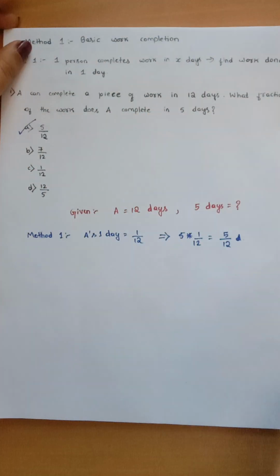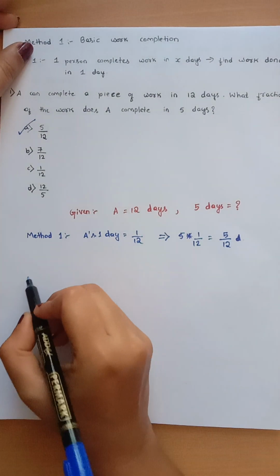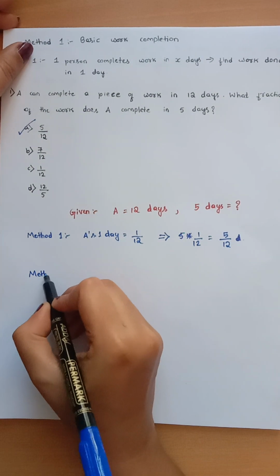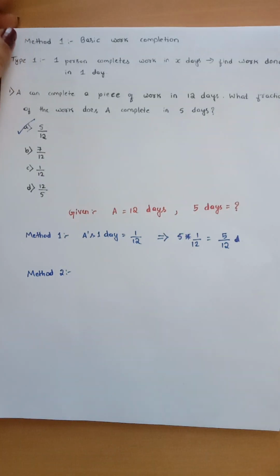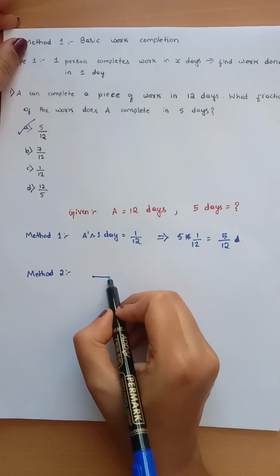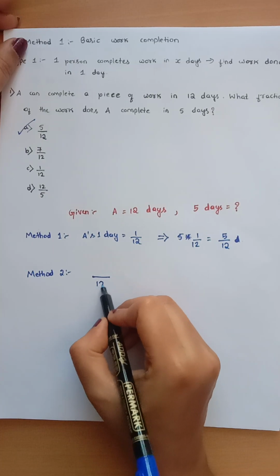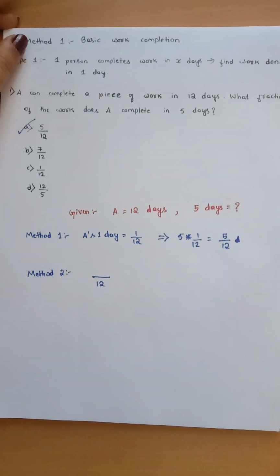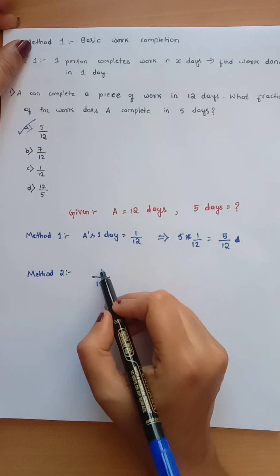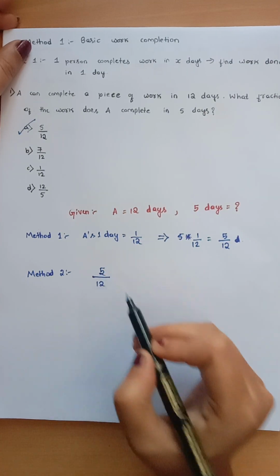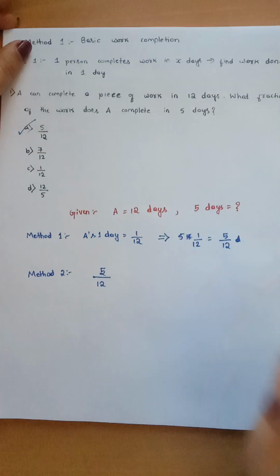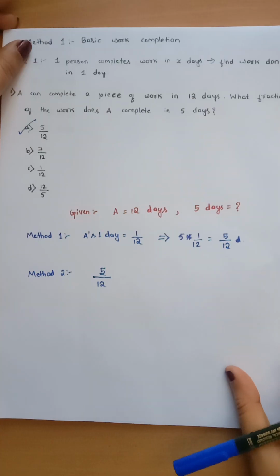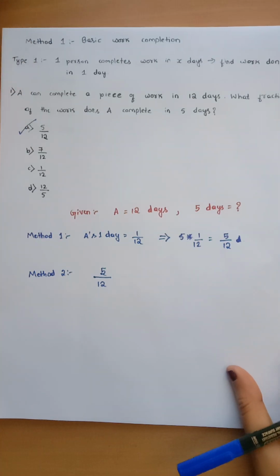That is option A. And there is another method to solve this problem without going through all this. We already know that he has taken 12 days to complete the task, and the work done in 5 days is just, we have to put it in above. That is 5 by 12, which we got earlier. This is how we solve a one person problem.